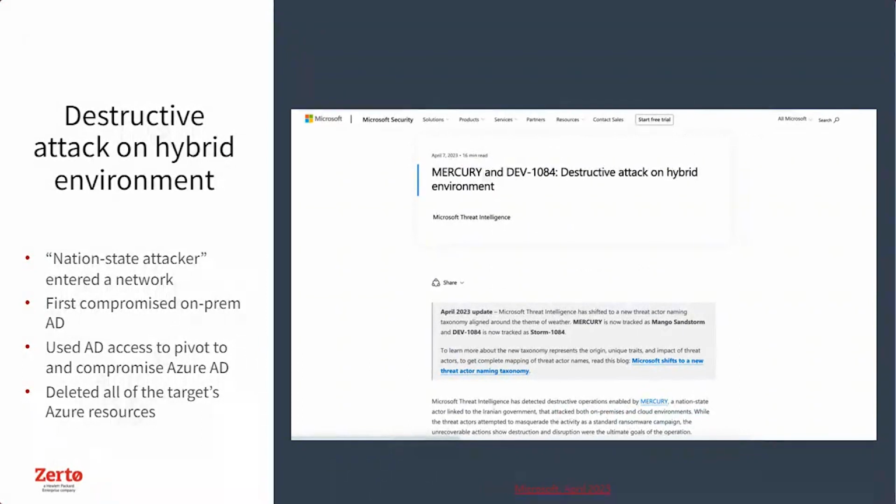Everybody talks about the bad actors, the nation states, the not if but when an attack should happen. Leaving names out to protect the innocent, there was a nation state attacker who entered a network, and this is very common. Those of you that are familiar with cybersecurity know the first thing they go after is to compromise the on-prem AD. They use that access to go up into their Azure AD and delete all of the resources of their Azure targets.